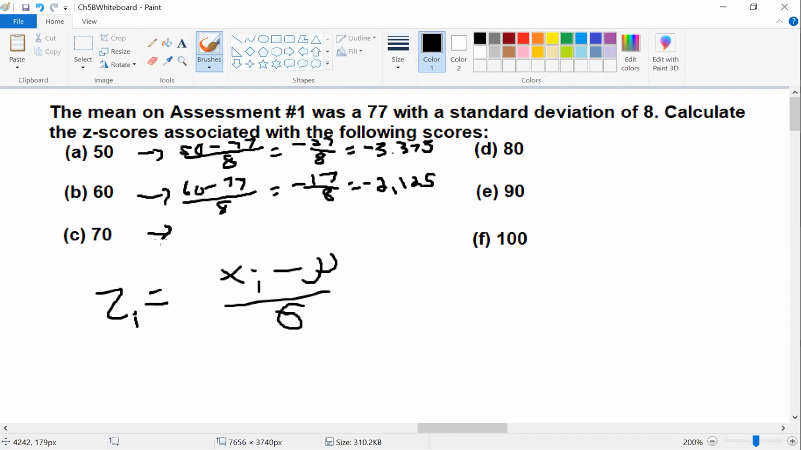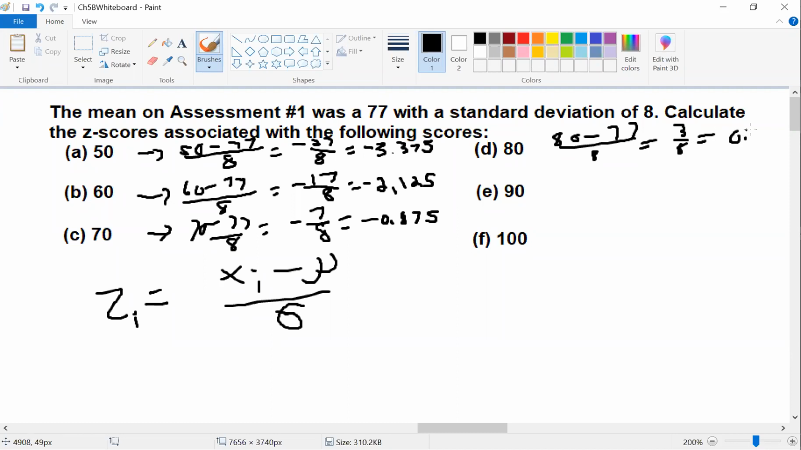Our next one, 70, we have 70 minus 77 over 8. This is negative 7/8, which is negative 0.875. Next one, 80 minus 77 over 8. This is 3 over 8, which is 0.375. Next one, 90 minus 77 divided by 8. That is 13 over 8, which I believe is 1.625.